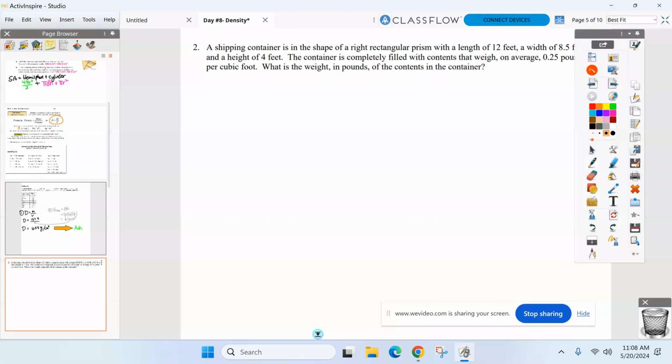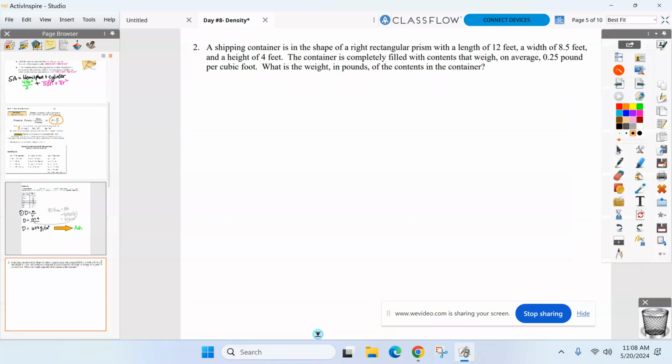Oh, a little shipping container. Right rectangular prism. Yeah, great. We see the dimensions. Hey, when it's completely filled, it weighs 0.25 pounds per cubic foot. All right, stop right there. I mentioned this 5 minutes ago. What's 0.25 pounds per cubic foot? That's your what here? Pounds per cubic foot. That's your density. I'm not going to put the word there. We got to recognize it.